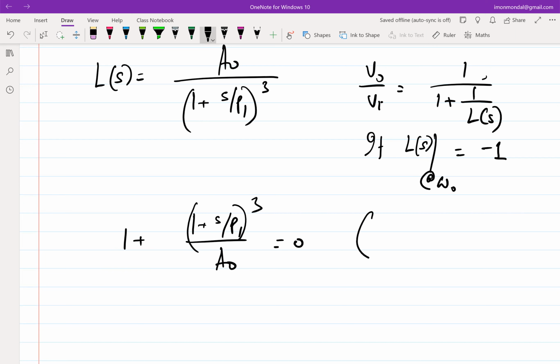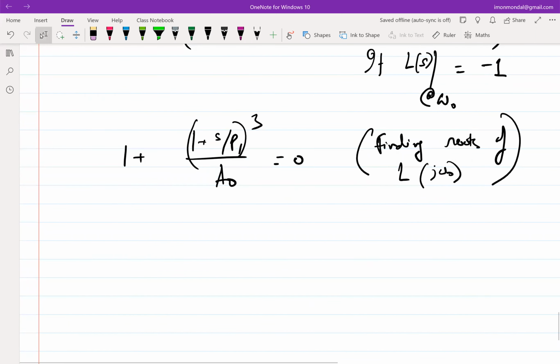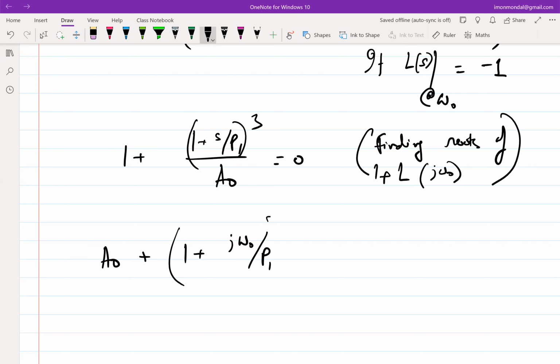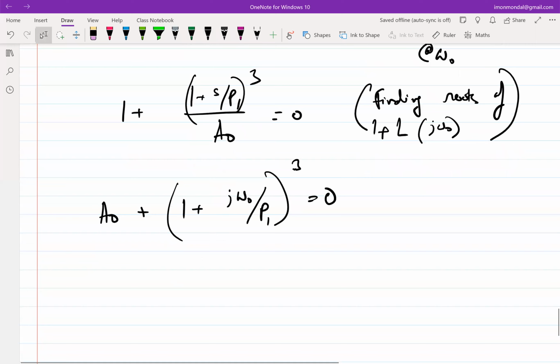So this is finding roots of 1 plus L of j omega naught. So if I replace s by j omega naught, what do I get? So this becomes A naught plus 1 plus j omega naught by P1 whole cubed equal to 0.